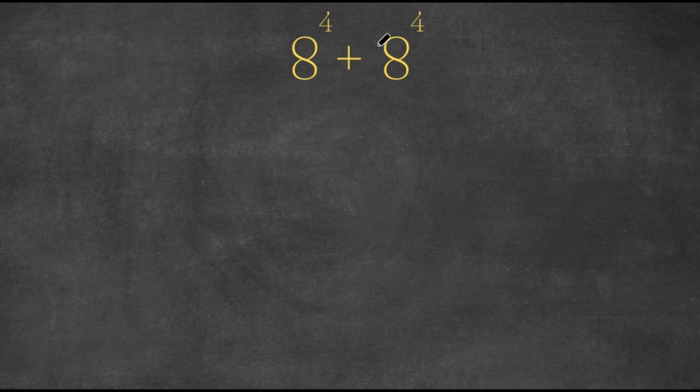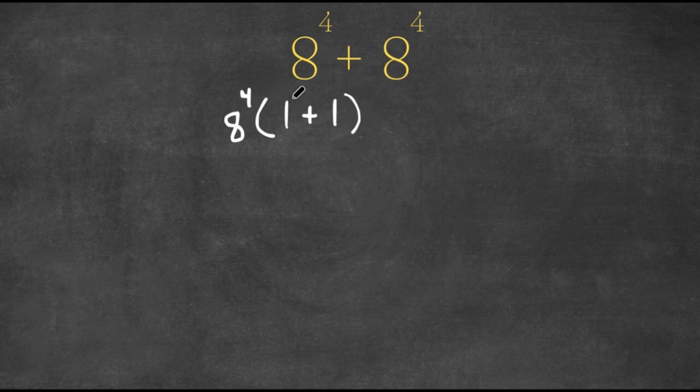So we have 8 to the power of 4 plus 8 to the power of 4. Now, what I'm first going to do is factor out 8 to the power of 4 from this problem, because both terms are 8 to the power of 4. So if we factor out 8 to the power of 4, we get 8 to the power of 4 times, well, 8 to the power of 4 divided by 8 to the power of 4 is 1. Plus, again, 8 to the power of 4 divided by 8 to the power of 4 is 1.